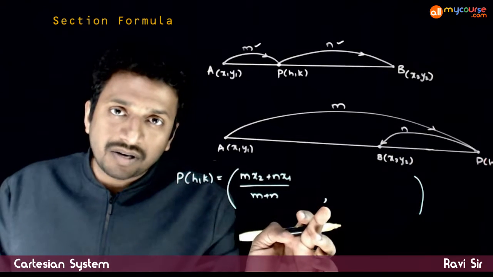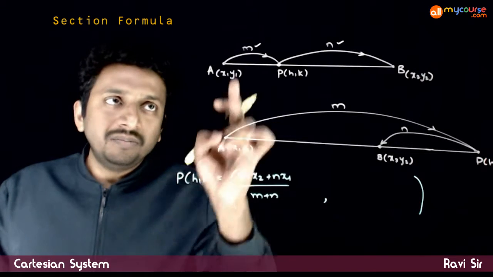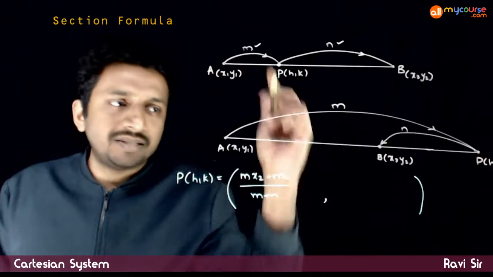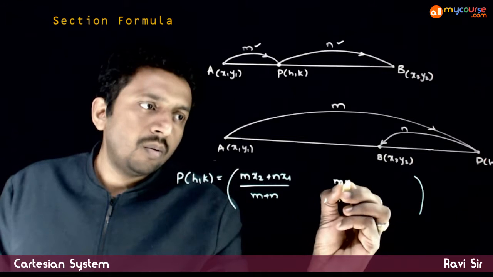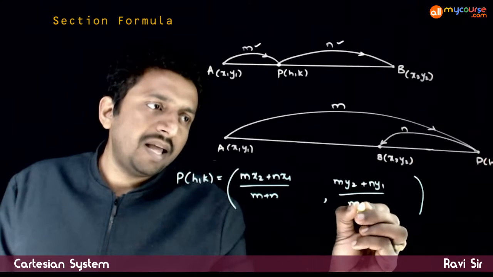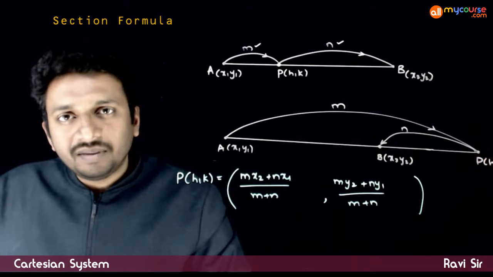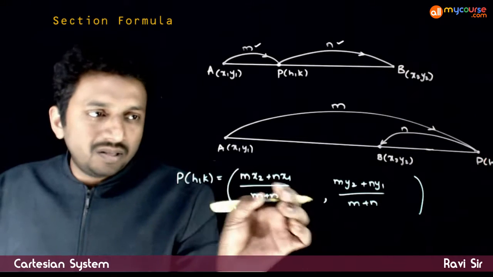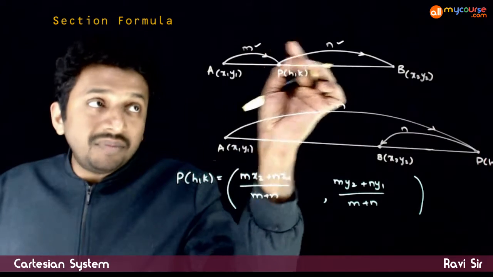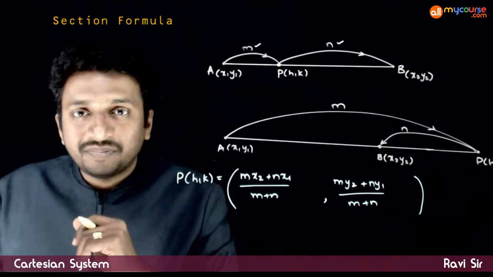Now if you want the y coordinate, k is equal to (m times y2 plus n times y1) by (m plus n). So this gives you the point which divides AB in the ratio m:n internally.